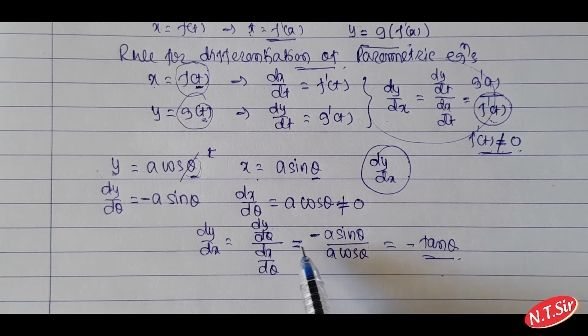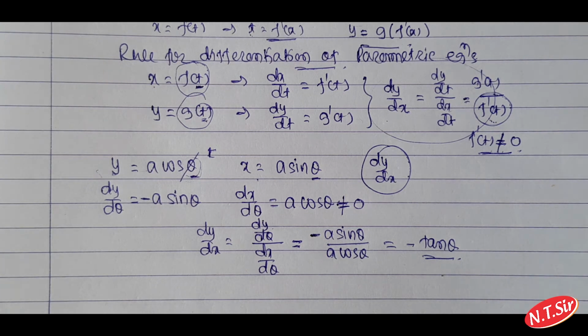नहीं तो सपोज आपने पहले dy बाई dθ की जगह पे dx बाई dθ लिख दिया तो ये आंसर 10 की जगह पे कॉट आ जाएगा. So remember this thing only.